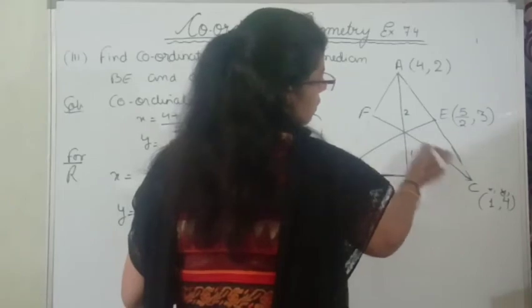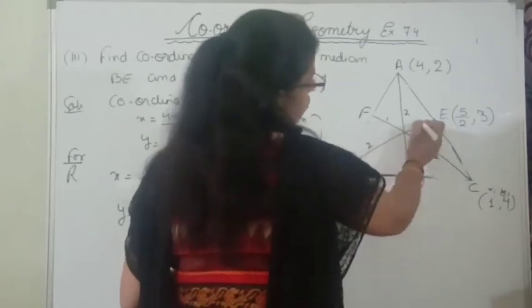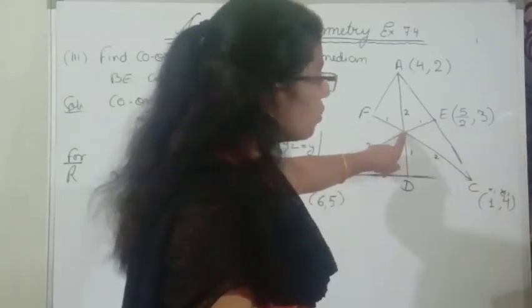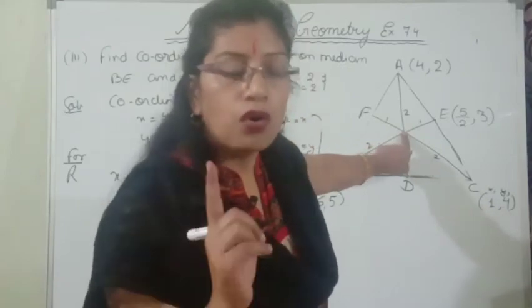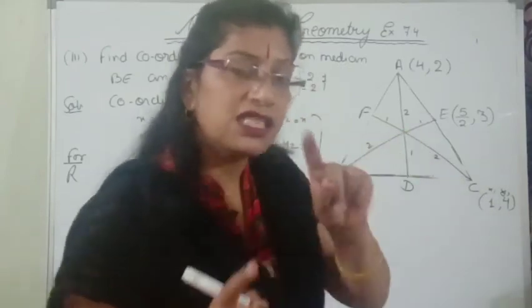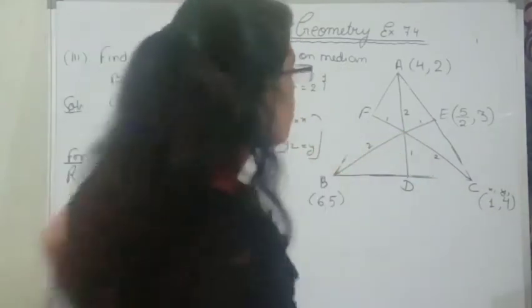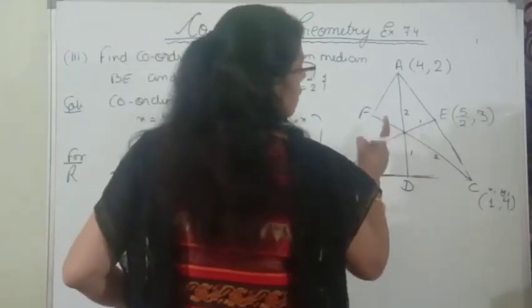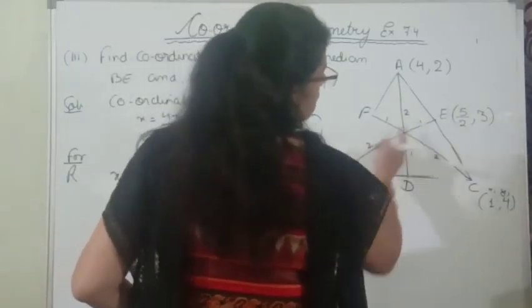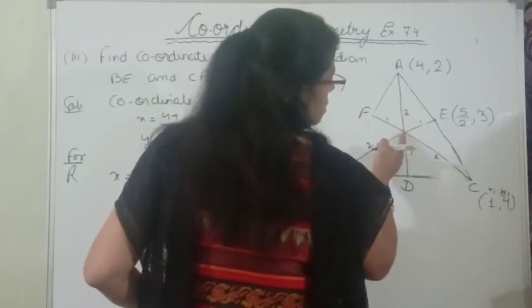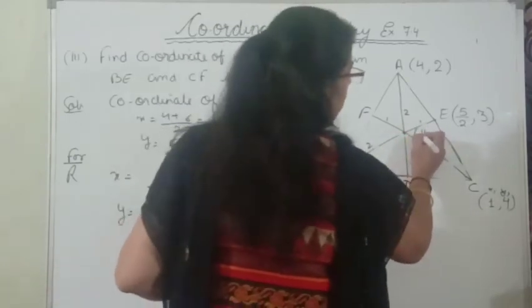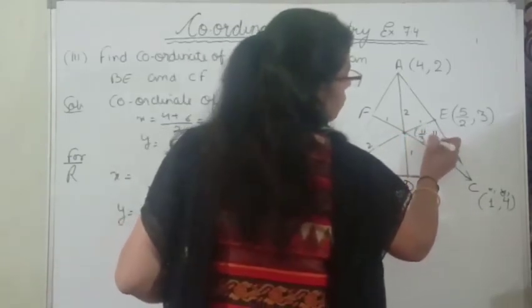This one is divided in 2:1. This is divided in 2:1. So the coordinates are the same. That means all three medians are intersecting at the same point. The point is common. So this is the point in which all three medians are intersecting each other, because the coordinates in every case are coming 11 upon 3.